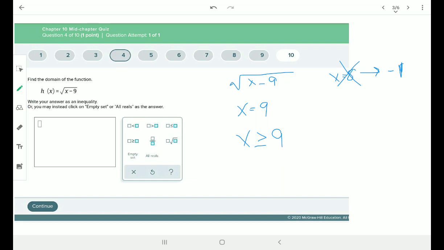Question 5, I didn't take a picture of this one, but it is a graphing question, and this is a question you'll definitely want to use the Desmos graphing calculator to help you. You could also make a table if you wanted, but just know that you can use that option.